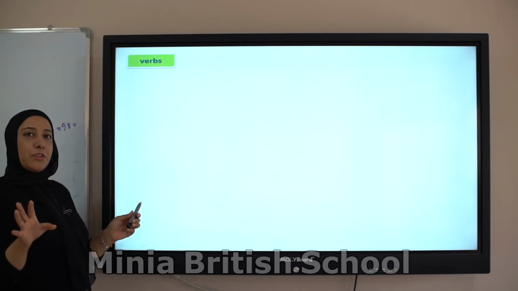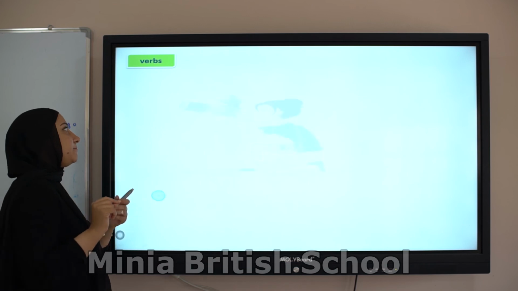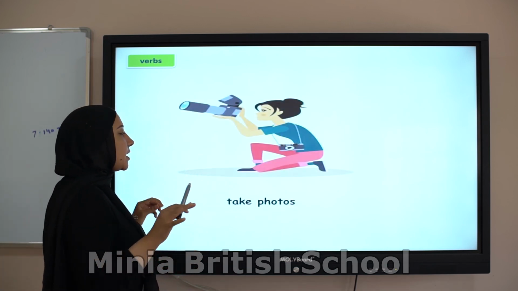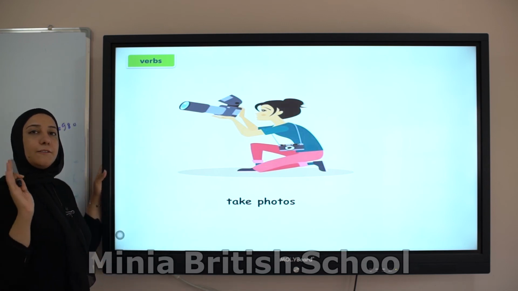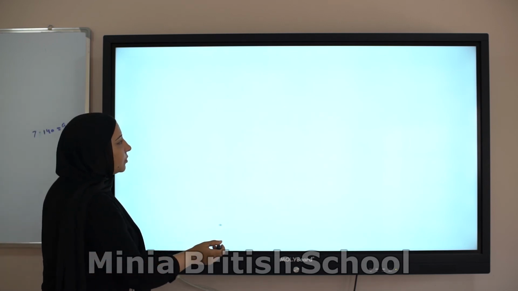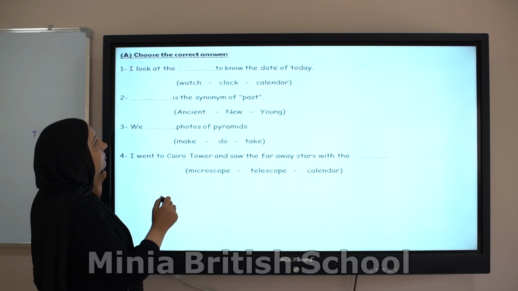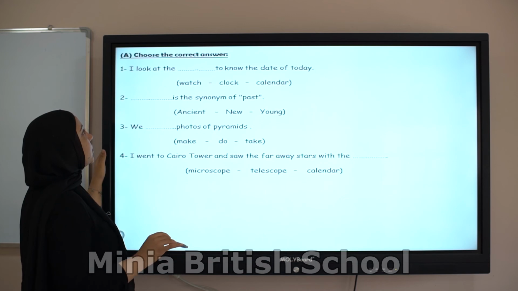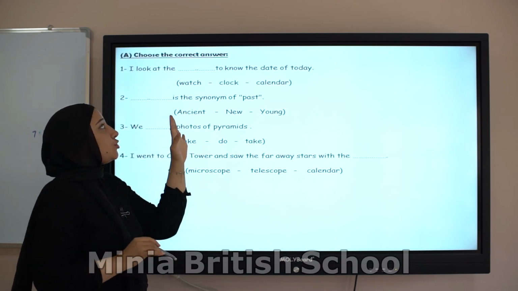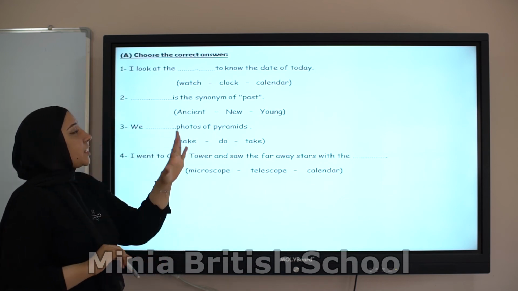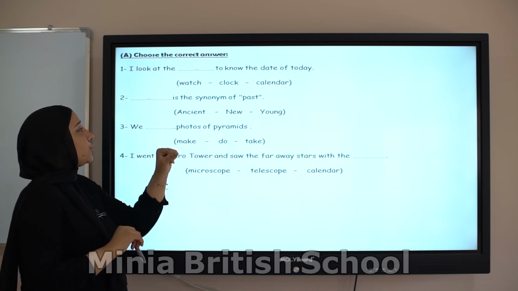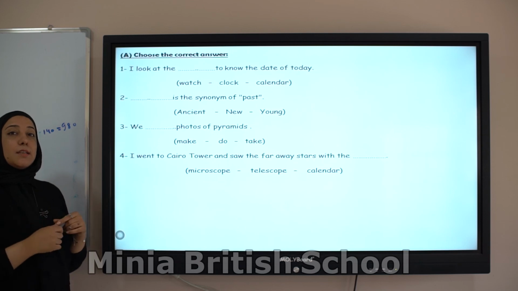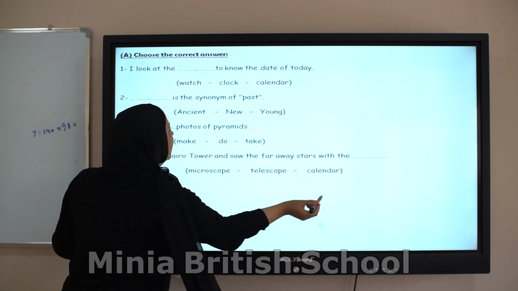Look, what are the verbs we have here? What is this girl doing? Take photos. Okay. Let's answer. Choose the correct answer. I look at the space to know the date of today. I look at the watch, clock or calendar to discover the date. Excellent, clap for yourselves.